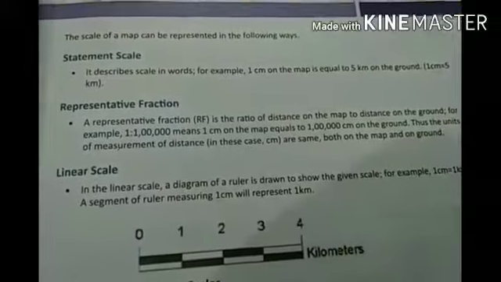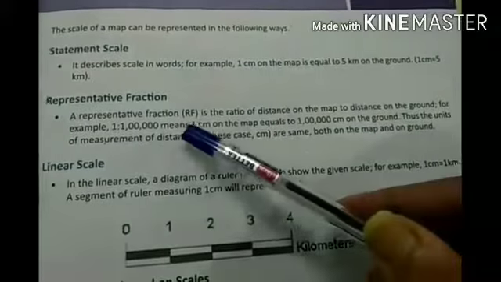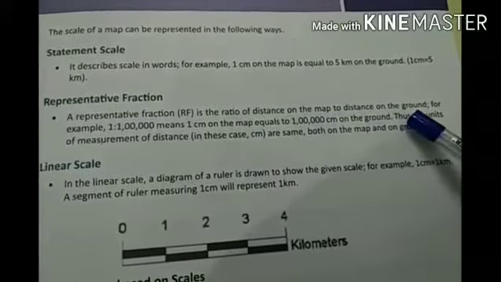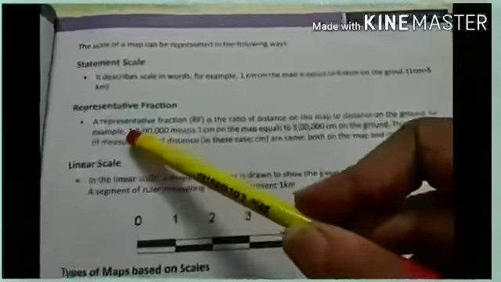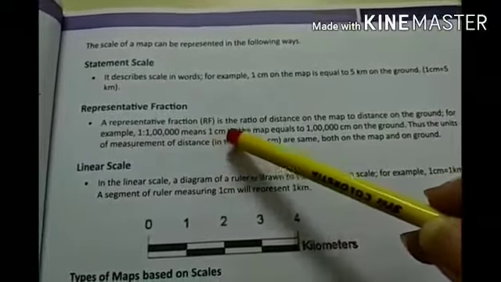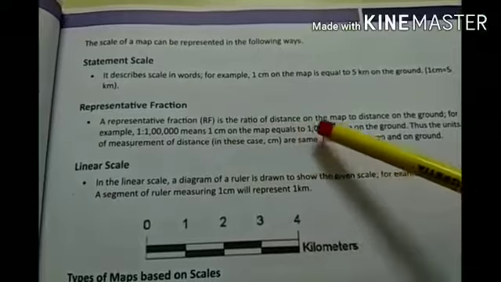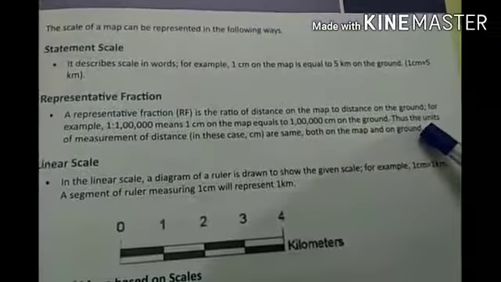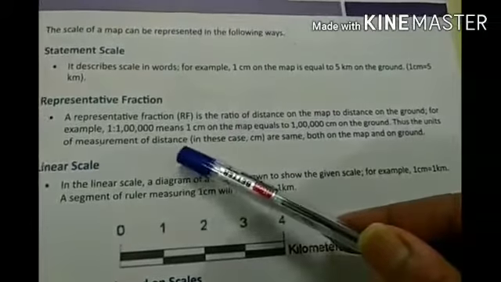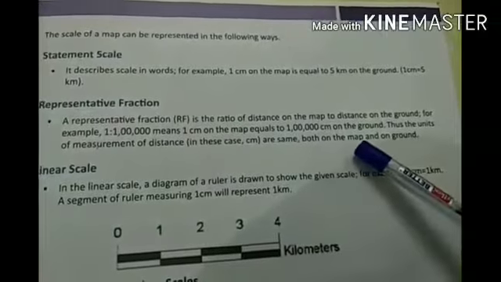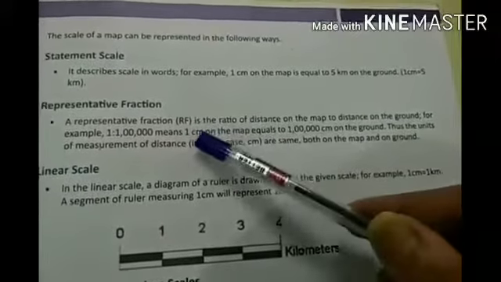Representative fraction. A representative fraction or RF is the ratio of distance on the map to distance on the ground. For example, 1:100,000 means 1 centimeter on the map equals 100,000 centimeter on the ground. The units of measurement of distance, in this case centimeter, are same both on the map and on the ground.